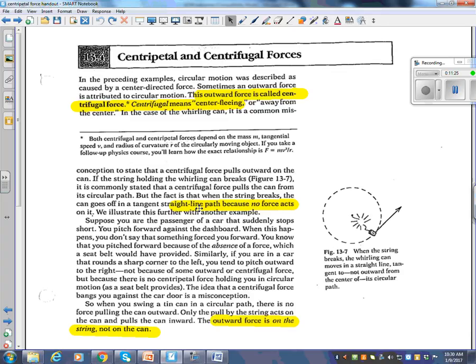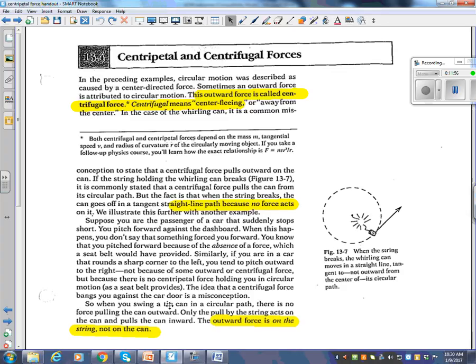Exactly. Suppose you're a passenger in a car that suddenly stops short. You pitch forward against the dashboard. When this happens, you don't say that something forced you forward. You know that you pitched forward because of the absence of a force which a seatbelt would have provided. Similarly, if you're in a car that rounds a sharp corner to the left, you tend to pitch outward to the right, not because of some outward or centrifugal force, but because there is no centripetal force holding you in a circular motion, as a seatbelt provides. The idea that a centrifugal force bangs you against the car door is a misconception.